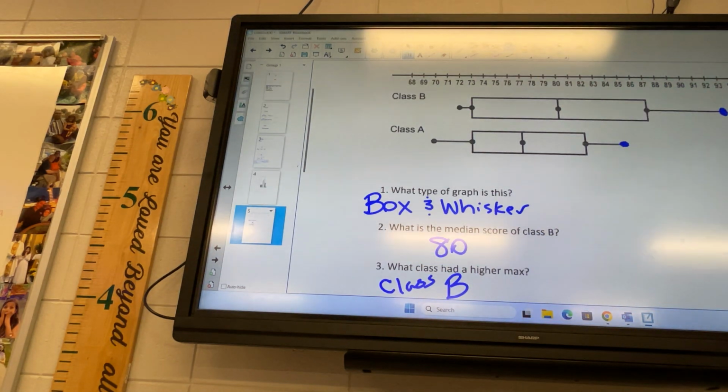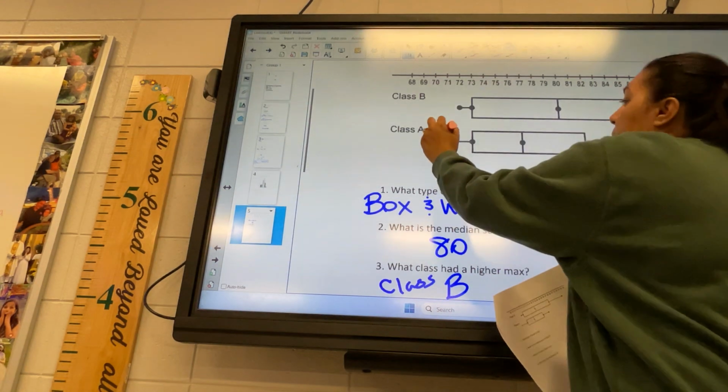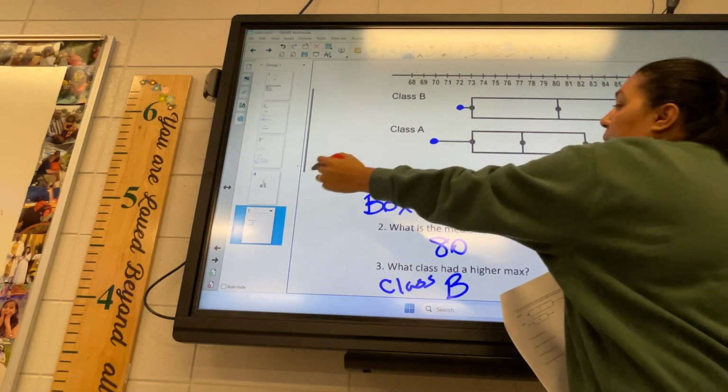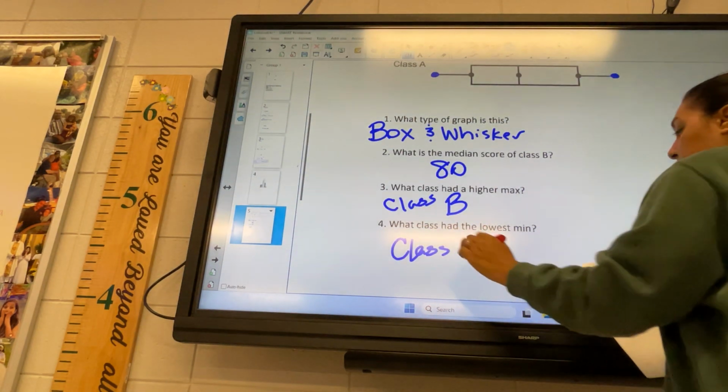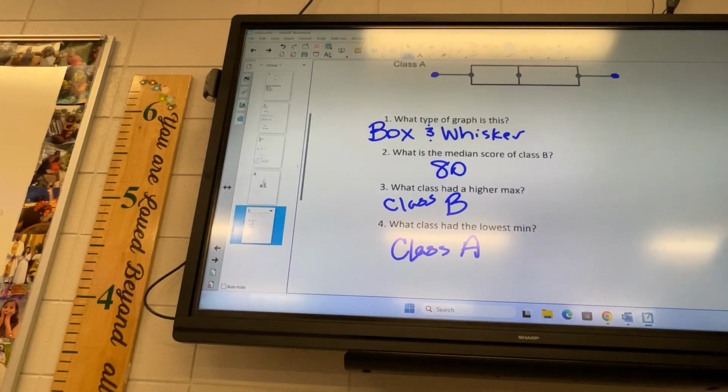Which class had the lowest min? Class A. Okay? This is our minimum. So Class A. Okay, the rest of the sheet is for you guys. You're going to do the other graph picture. We went over it yesterday, so hopefully you can read a graph.